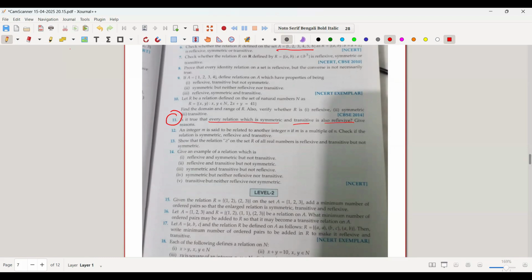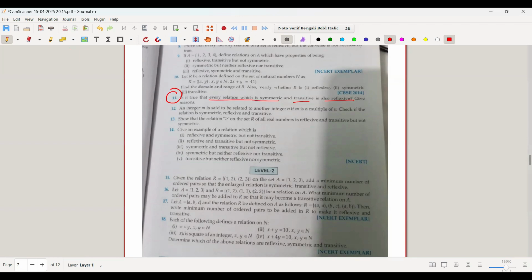An integer m is said to be related to another integer n if m is a multiple of n. Check if the relation is symmetric, reflexive or transitive. Okay, so what have you done for question number 11? Is it true that every relation which is symmetric and transitive is also reflexive? Is it true or false? False.